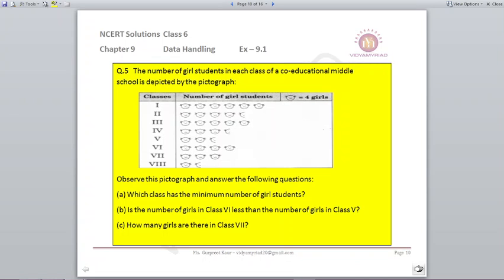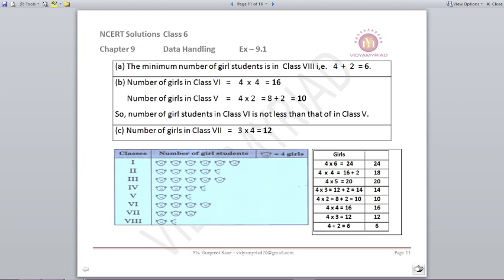Is the number of girls in class 6 less than the number of girls in class 5? Let us see. In class 6 we have 16 girls and in class 5 we have only 10 girls. So what is the answer? The number of girl students in class 6 is not less than that of class 5, because class 6 has more girls. So it is not less than that of class 5. And the number of girls in class 7 will be 12, because it is represented by 3 faces. 3 means 3 multiplied by 4, which is equal to 12.